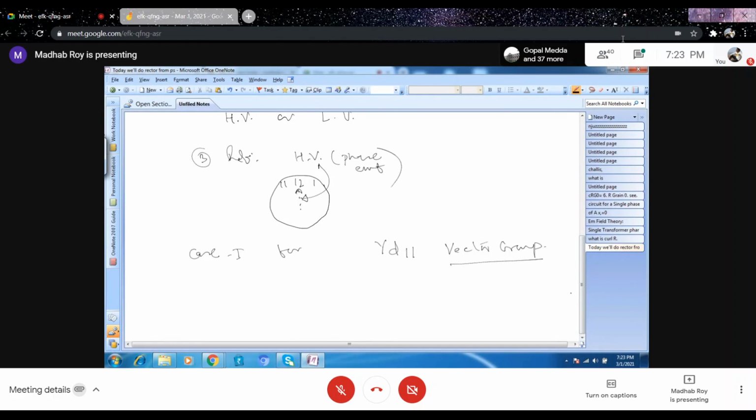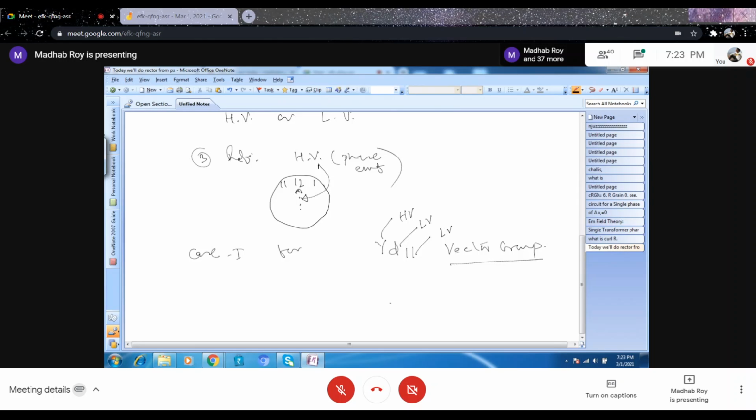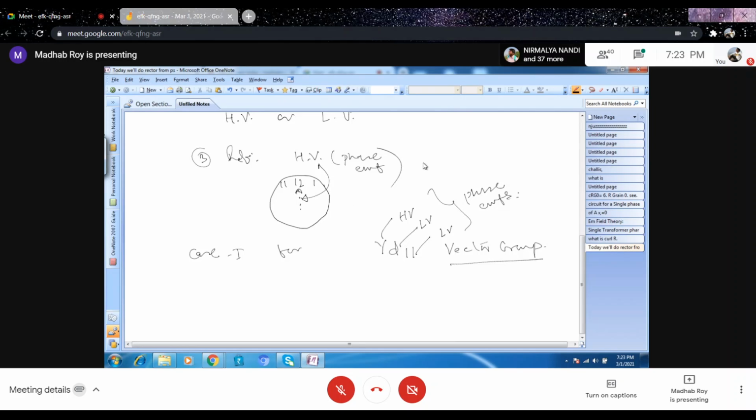So first we will maintain. Here it is a capital letter, so that means it is HV. It is a small letter, that means it is LV. It is 11, it is at LV. Here it will be LV at 11. And all will be phase voltages. Yes, so this is the consideration.